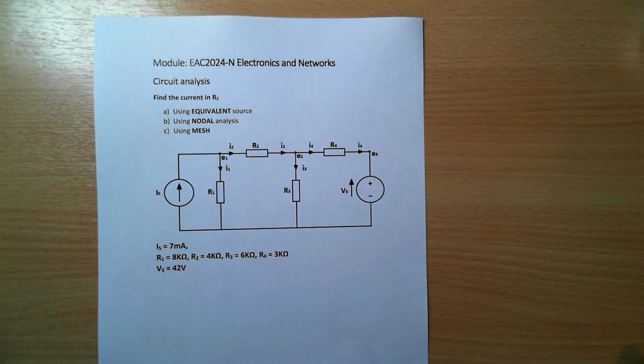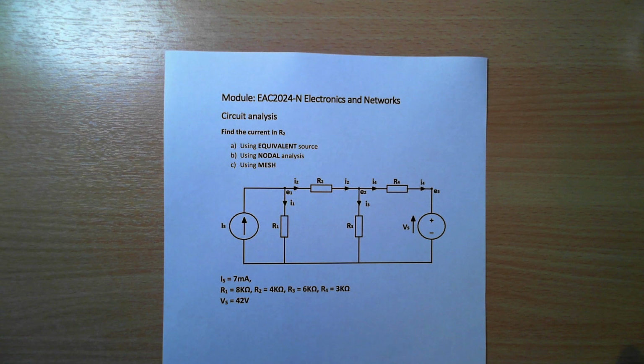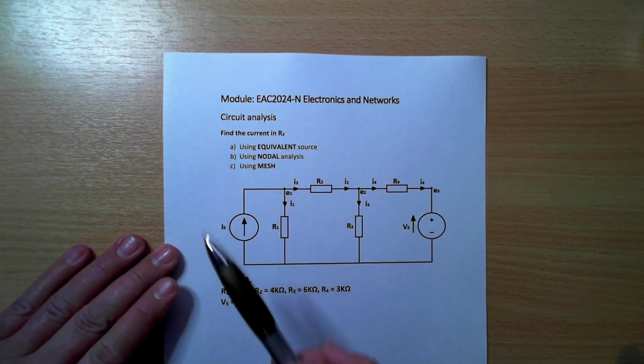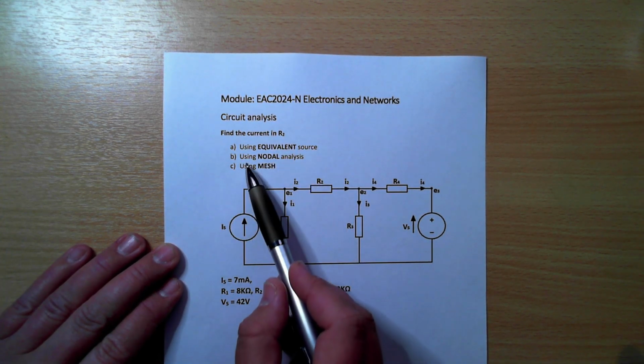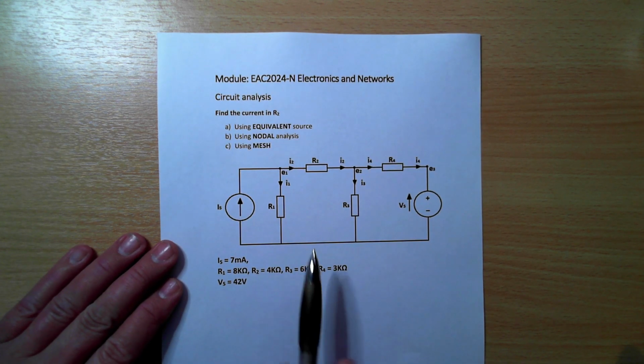Hello everyone, we're going to look at another electronics and networks question, a bit of circuit analysis. The question is asking us to find the current in R2 using three methods: equivalent source method, nodal analysis method and mesh method. So this is our circuit.